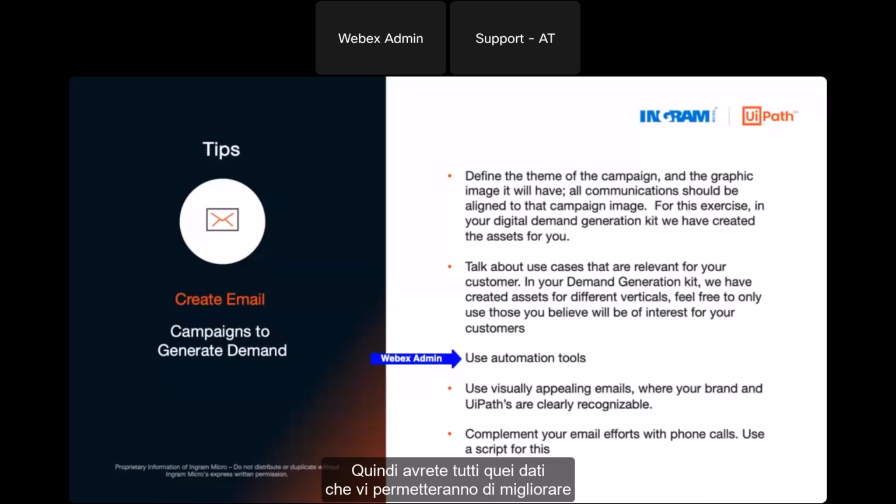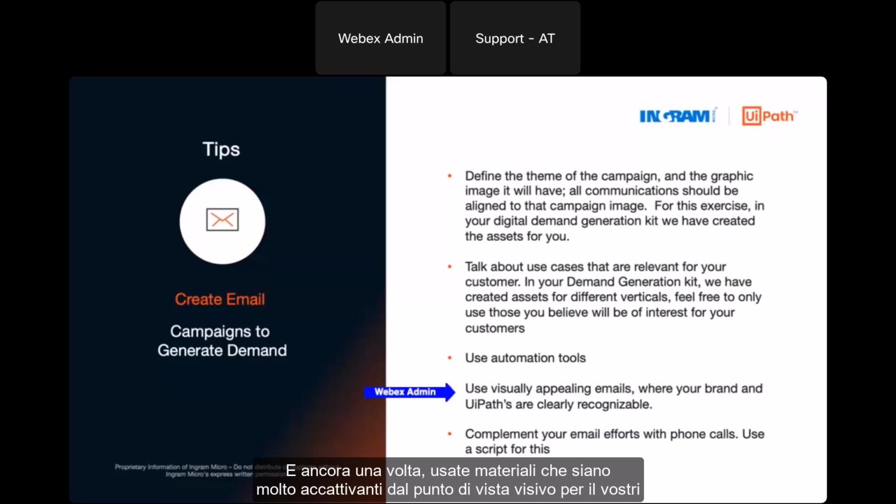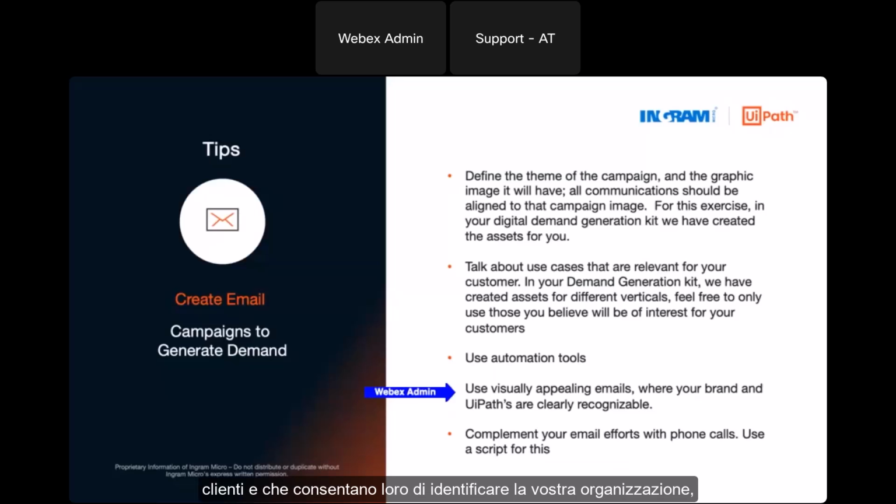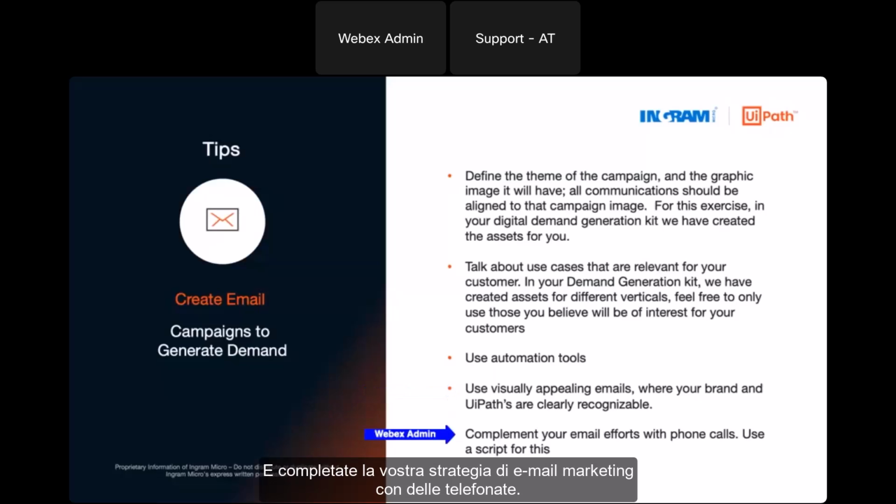So you are going to have all that data that's going to enable you to improve your strategy around this email campaign, right? And once again, use materials that are very visually attractive to your customers and that allow them to identify your organization, your brand, and UiPath's brand as well, right? And complement your email marketing strategy with phone calls, right? Again, all the customers that perhaps not only open the email, but click on the link or submitted the landing page that you included as part of this campaign, call those customers, right?